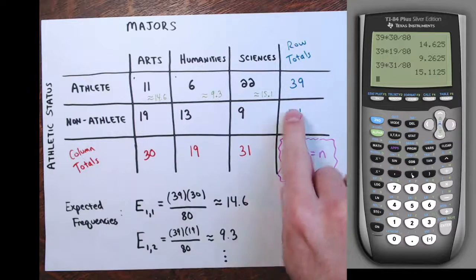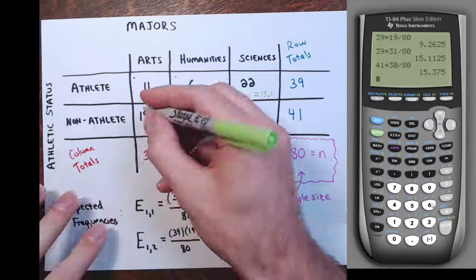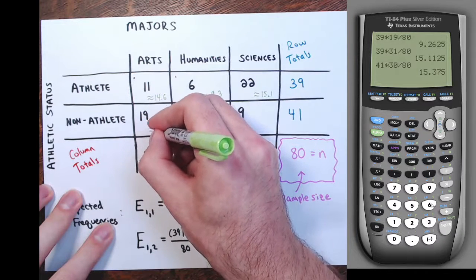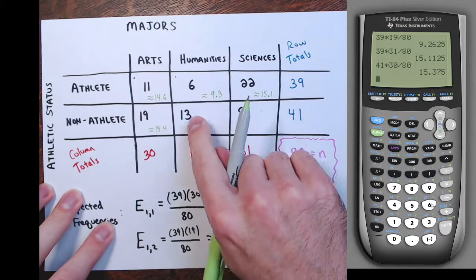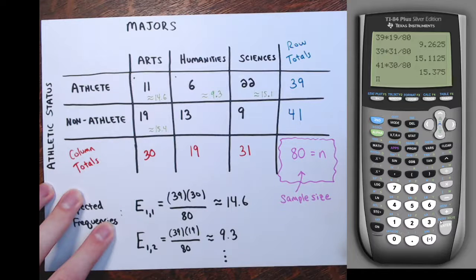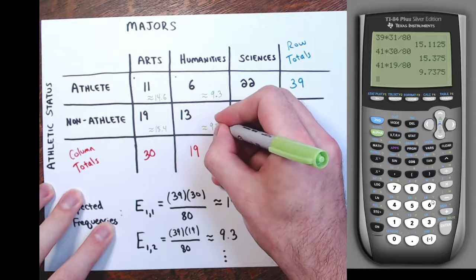For this, this row total is 41, this column total is 30, so 41 times 30, then divided by 80 again. All right, about 15.4, if I go to 1 decimal place. And then I just need to change the 30 to a 19 for the next one, right? So change the 30 to a 19, so about 9.7 for that expected value.